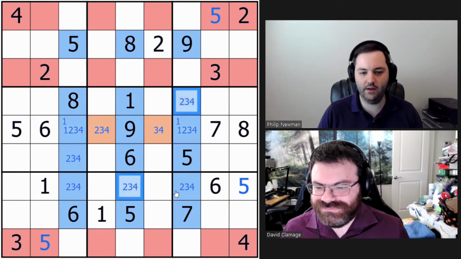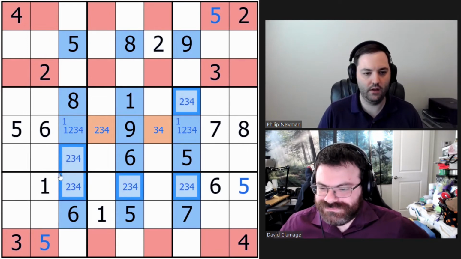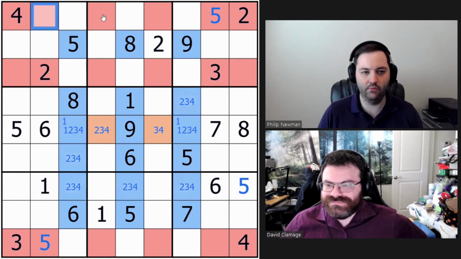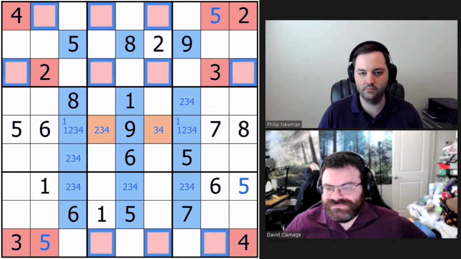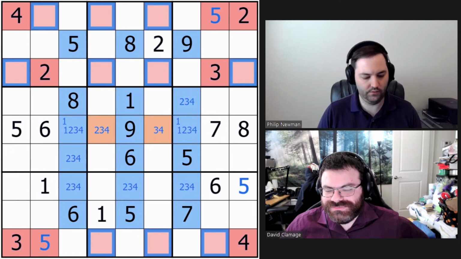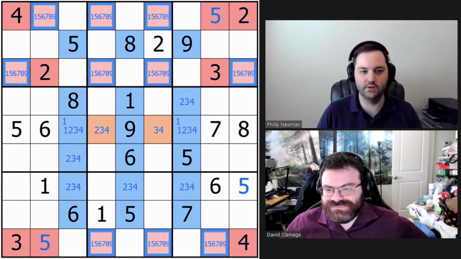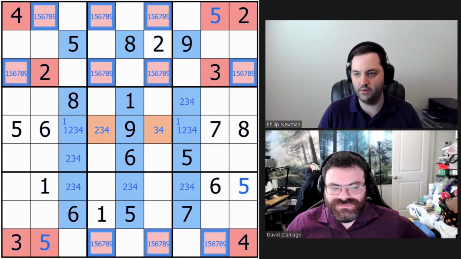So the remaining blue cells have to be from 2, 3, 4. The remaining red cells can't be from 2, 3, 4, or we would have too many of them. So we're not allowed to put any more 2s, 3s, or 4s into red. So we can fill those with the other digits. Now this is equivalent, exactly equivalent, to the swordfish eliminations that we made.